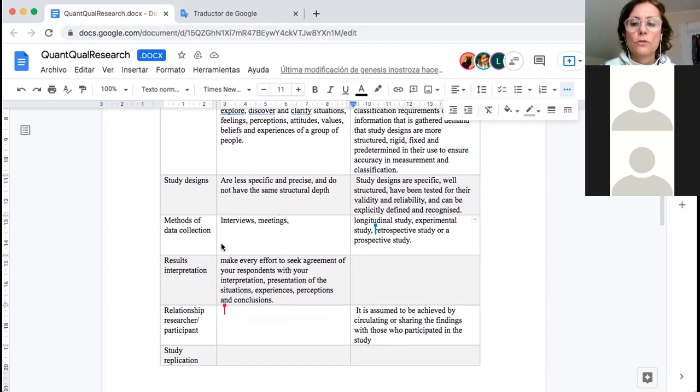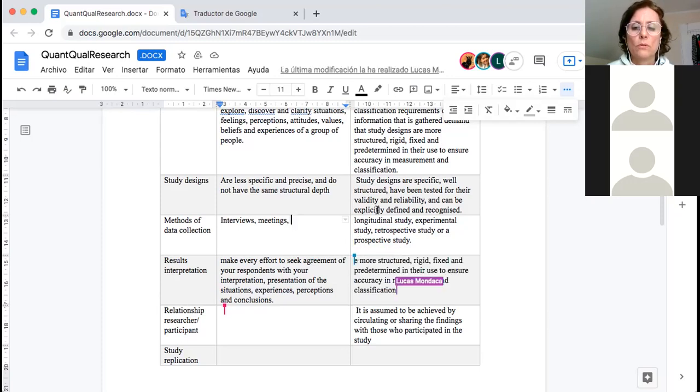Okay, methods of data collection. In qualitative, the data are collected through interviews, meetings, conversations with the people that you want to know about, observation, writing, literature review, yes, document analysis. And in quantitative, it is about studies, experiments. It's more scientific, as you said. And you collect, for example, surveys, las encuestas. They are very much used there.